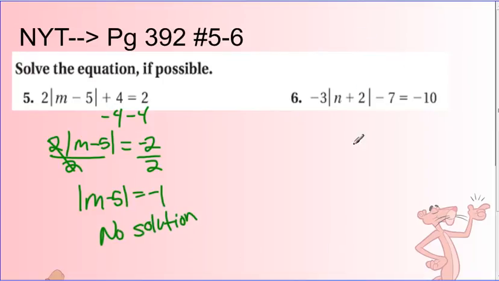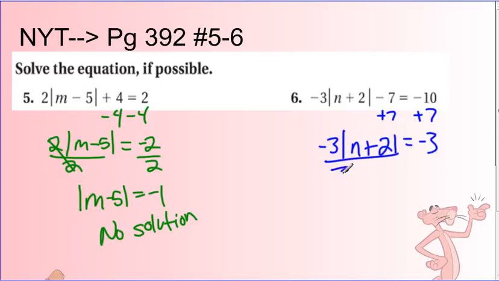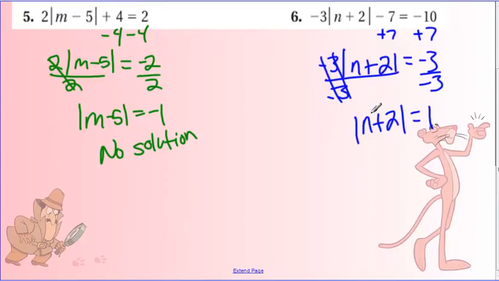Okay, number 6. Everything looks negative, but let's just see how it plays out. So we start by adding 7. We get negative 3 times the absolute value of n plus 2 equals negative 3. Divide by negative 3, because we want to get rid of the negative and the 3, so those cancel. We get the absolute value of n plus 2 equals a positive 1. So even though it started out with all those negatives, it ends up being equal to a positive 1, which means we can do this. Absolute value equal positive. Good.